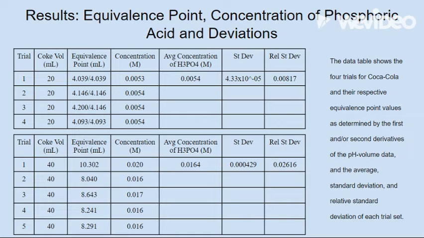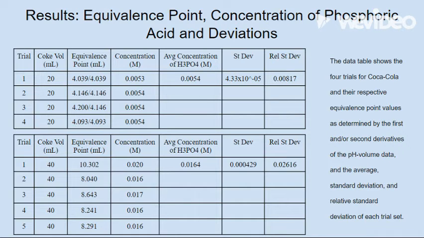As for the results, 4 to 5 trials were completed for each volume of Coca-Cola to determine the average concentration of phosphoric acid. The equivalence points for the 20 milliliter trials were determined from the second derivative of the pH curve. As for the 40 milliliter trials, things were complicated a bit by the higher volume. Since phosphoric acid is triprotic, the second derivative wasn't clear enough to be analyzed, and therefore the first derivative was used. It is also important to note that the first trial of the 40 milliliter trial dataset was disregarded in further calculations because it was obvious that there was some source of error.